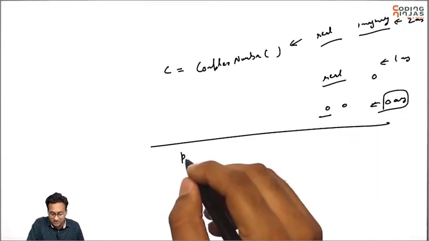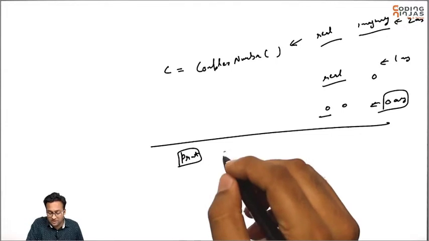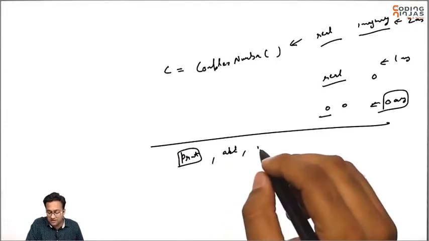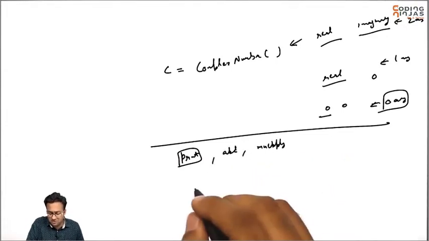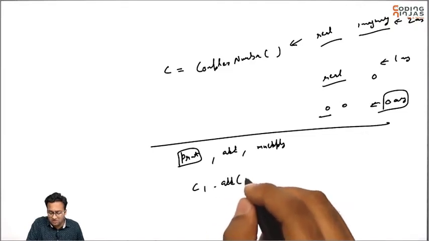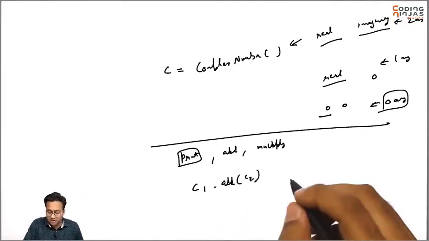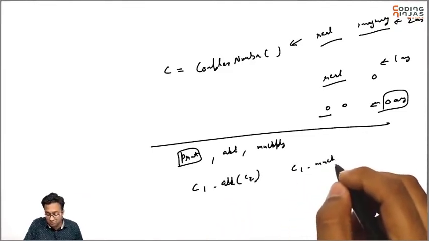Now you would have to write a print function. You will have to write an add function. You will have to write a multiply function, right? Very similar. So if I have a C1 complex number, I should be able to say C1.add(C2). I should be able to say C1.multiply(C2).